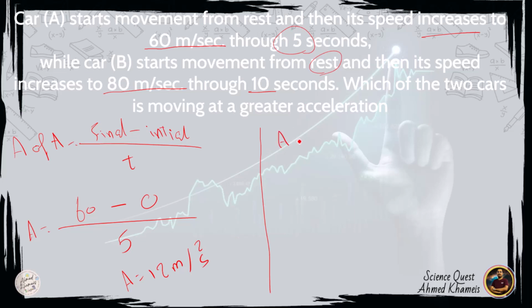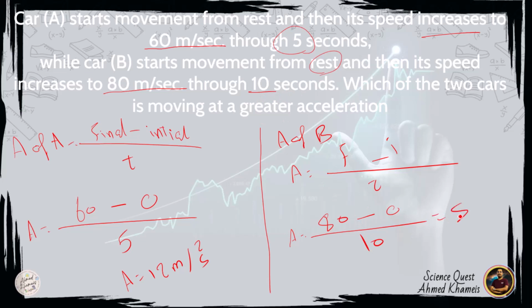And acceleration of car B, again acceleration equals final speed minus initial speed over time. So the final speed of car B is 80 meters per second. And again, car B starts moving from rest, so the initial speed will be 0. That change happened in 10 seconds, equals 8 meters per second squared.